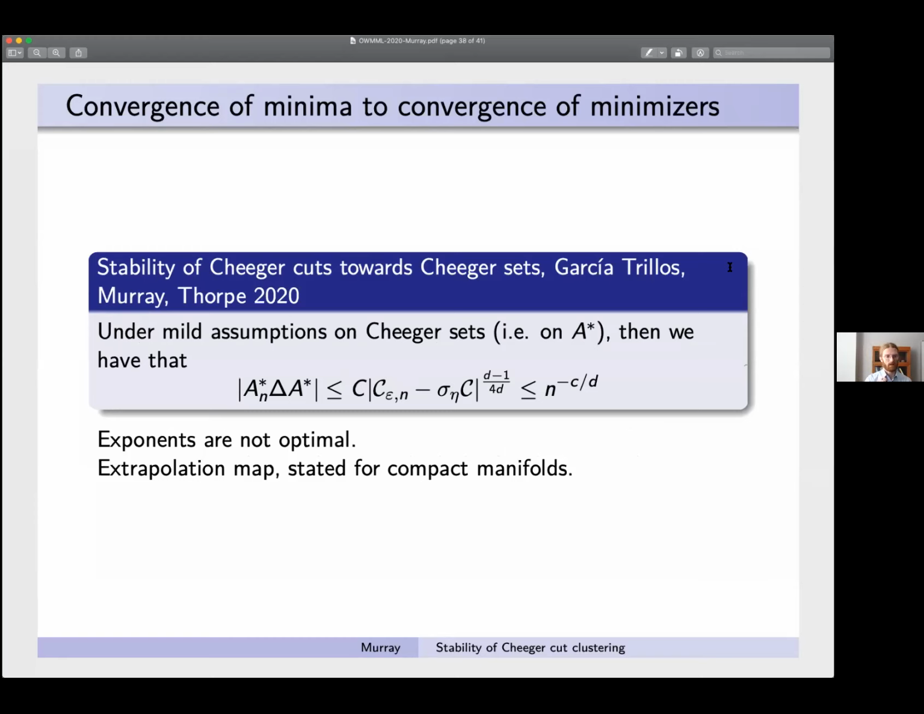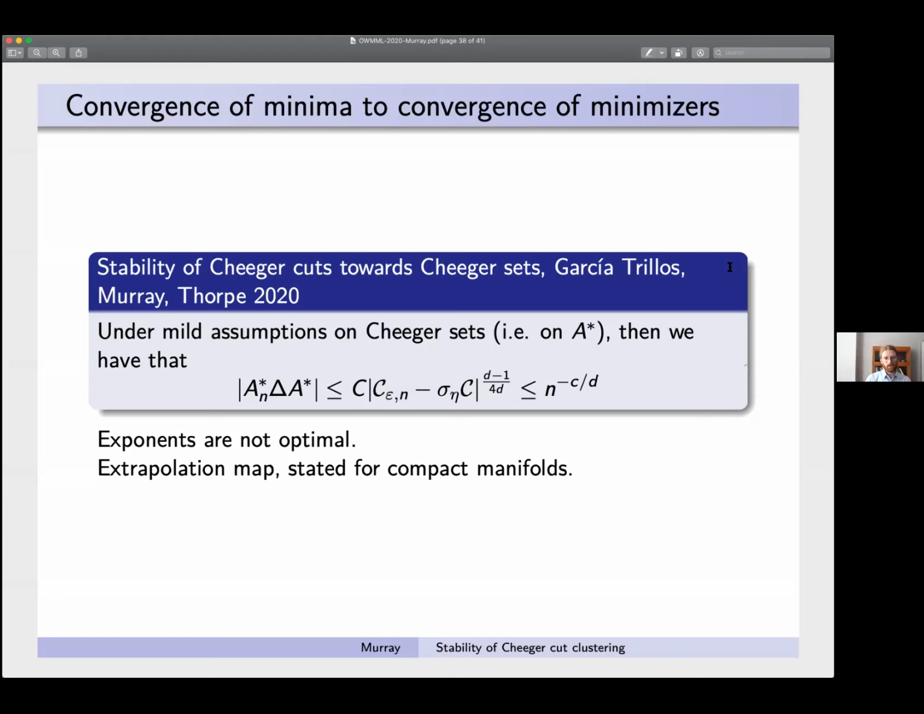So here I've written this chain of inequalities. What we're able to say is that the L1 difference between the Cheeger sets on the graph, which are the A_n stars, and the limiting Cheeger set A star, is bounded by the difference between the constants, so that's the difference in the energies, raised to some funny power, (d-1)/(4d). Think of it as 1/4. It's roughly 1/4, which if we wanted to, we can quantify using the previous estimate we had on the Cheeger constants to give something like n to the minus c over d for specific choices of epsilon.